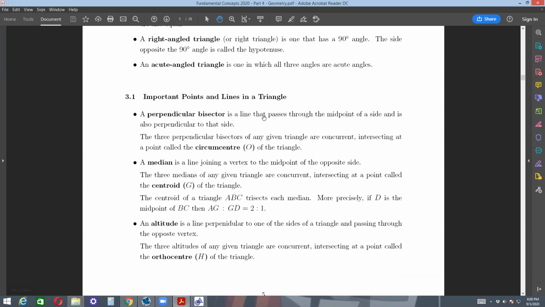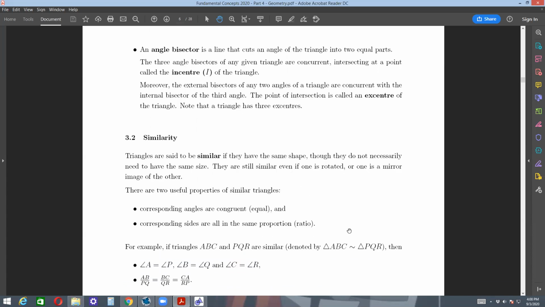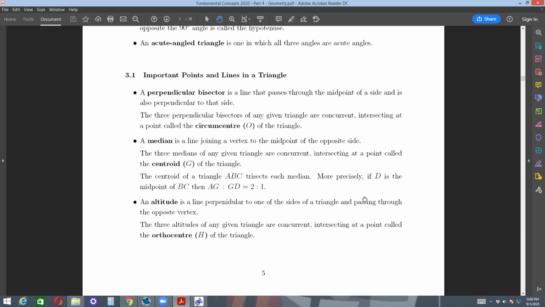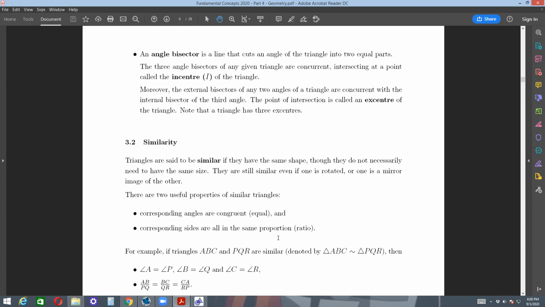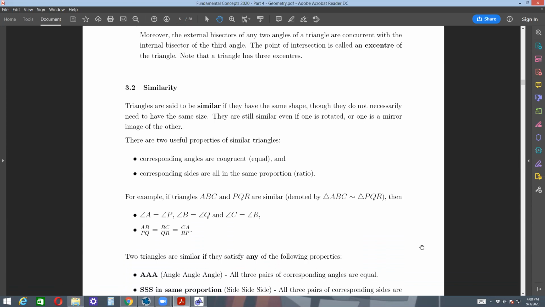All right, okay, this is the important part. This is talking about the different types of lines in a triangle. Now, before we actually go into this, you do need to understand some stuff about similarity and congruency. So for the time being, I'm going to skip this and we'll come back to it once we finish this next section, couple of sections. So similarity.